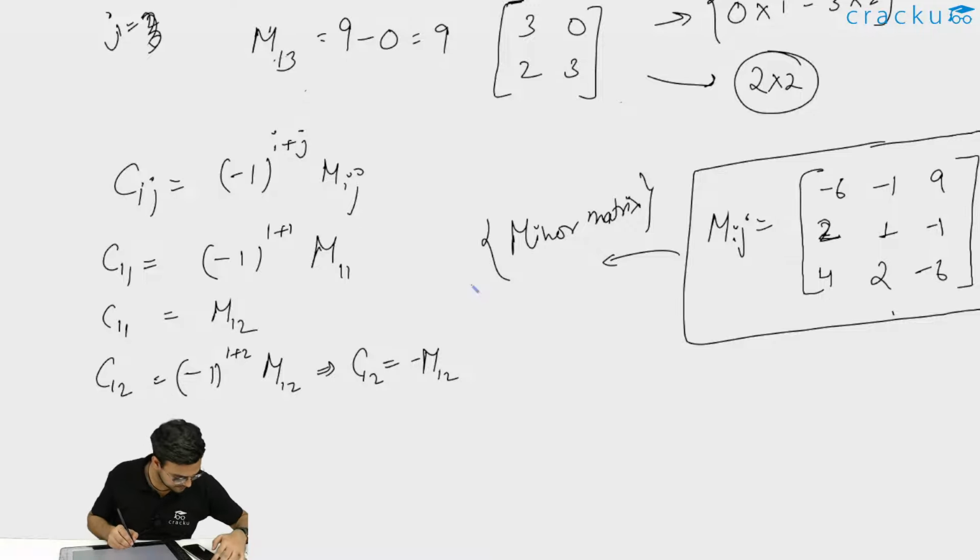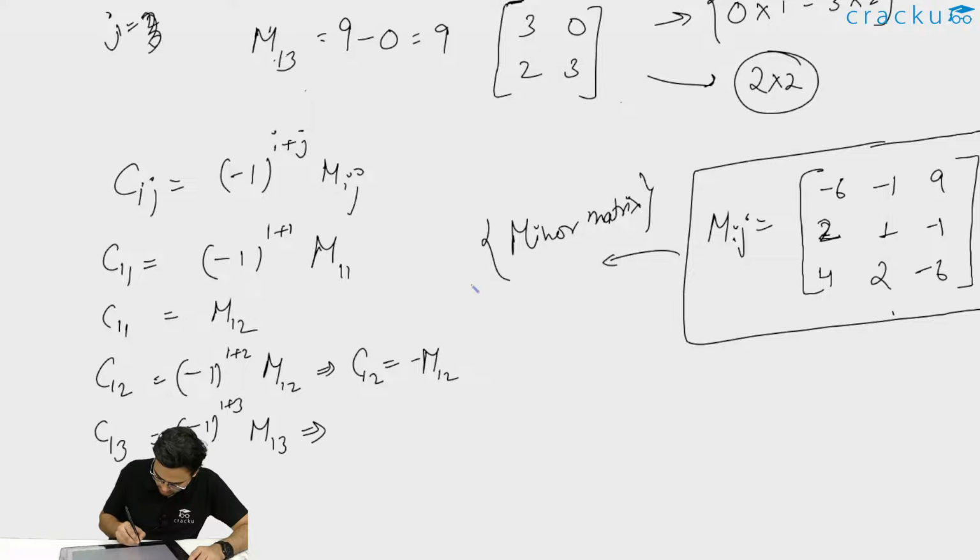Now we have C13. C13 is minus 1 to the power 1 plus 3 times M13. 1 plus 3 is 4, and every even power will give us a positive element, positive 1. So minus 1 to the power 4 is 1, and C13 will be M13 only.